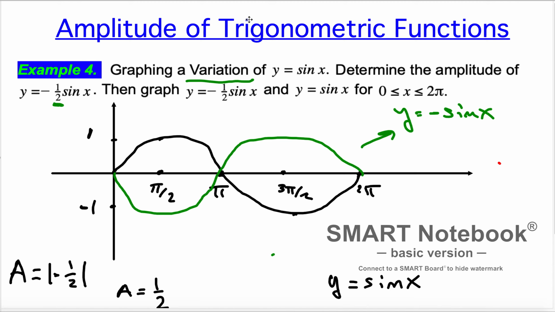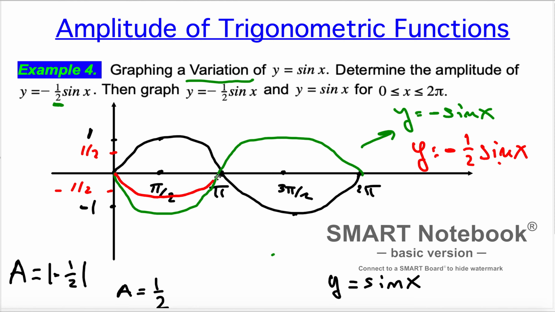But now we want to graph this function. Okay, so let me graph this function with the blue here. So y is equal to minus 1.5 sine x. And now the amplitude is from the minus 1.5, so the amplitude is 1.5. So the range of this function is going to be from minus 1.5 to 1.5. So this is going to be the range. And now, because it has this minus 1.5, it is going to be this way.